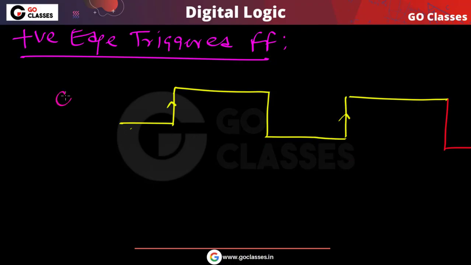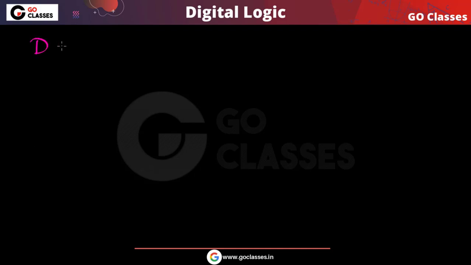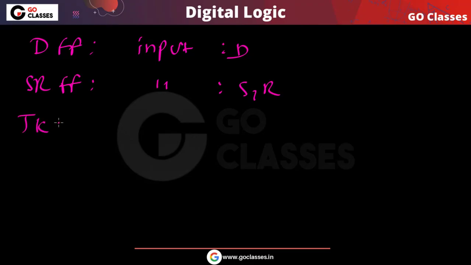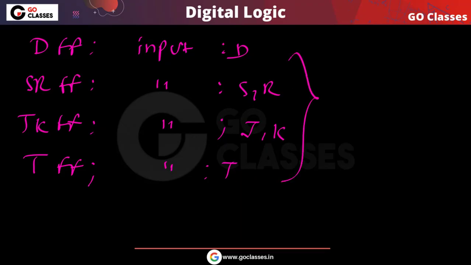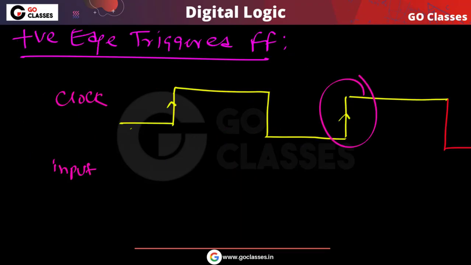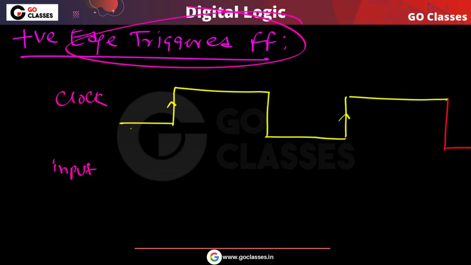Hold time concerns your input; this is the clock, and I'm talking about the input. If you are talking about a D flip-flop, the input is D. If you are talking about an SR flip-flop, the input is S comma R. For a JK flip-flop, the input will be J comma K. And for a T flip-flop, the input will be T. So these are the inputs. Now this is the rising edge, the positive edge, and this flip-flop is positive edge triggered, so this input must be steady.